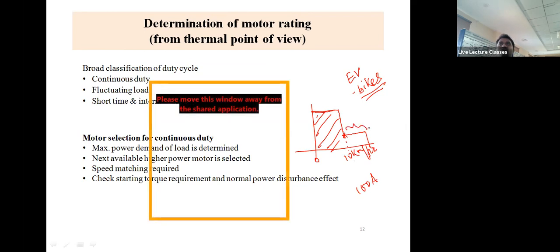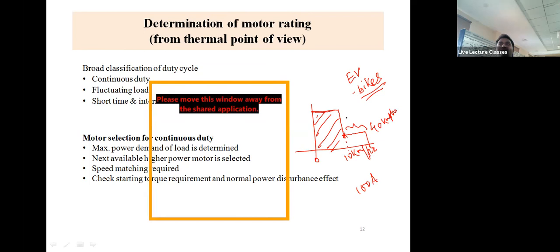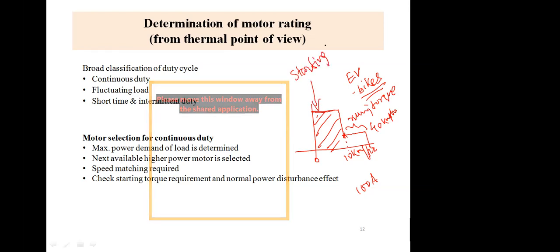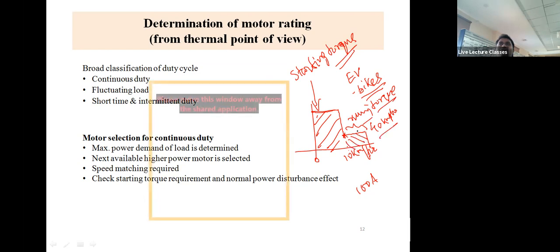Say from 10 to 40 kmph, the requirement of running torque is lesser now. So this is called running torque. This is called the starting torque. For the starting torque, the requirement is very high, but for the running torque it is lower. So that's why it will require lesser power.